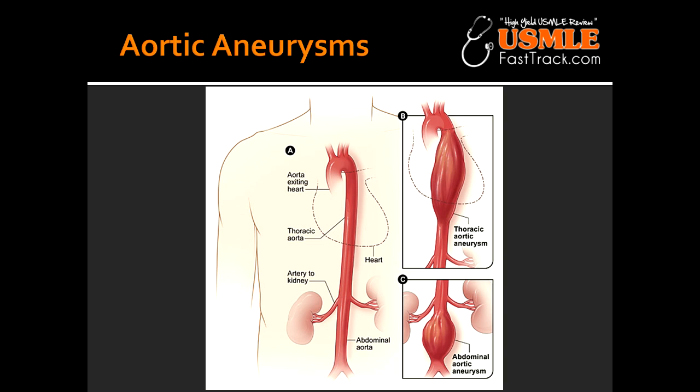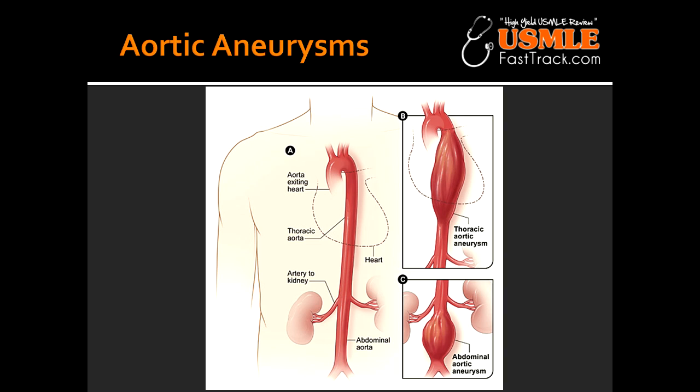Aortic aneurysms. What is an aortic aneurysm? An aortic aneurysm is a localized pathologic dilation of the blood vessels. What condition is associated with abdominal aortic aneurysm? Abdominal aortic aneurysm is associated with atherosclerosis.